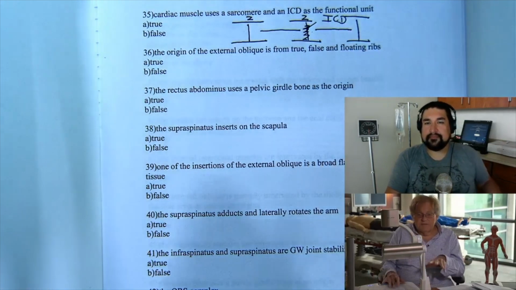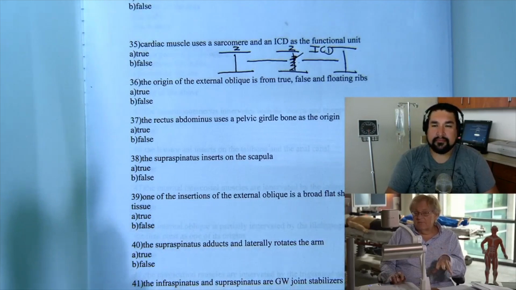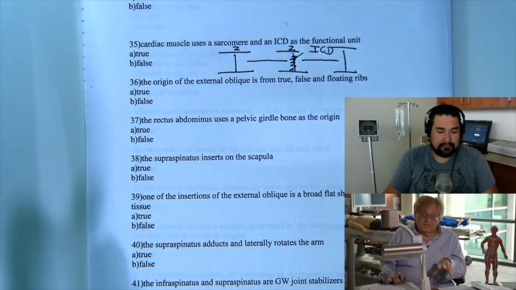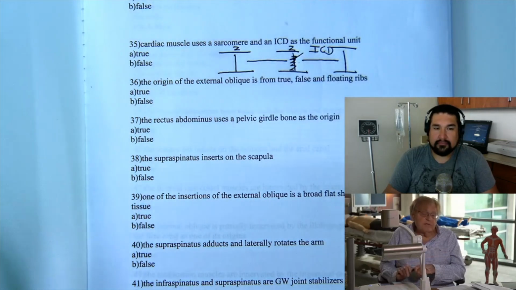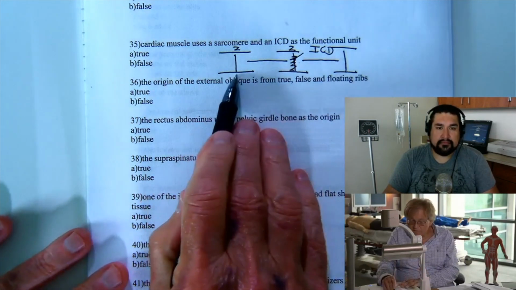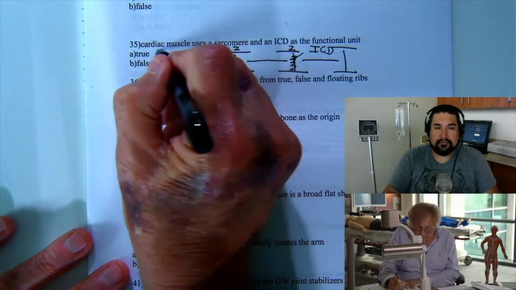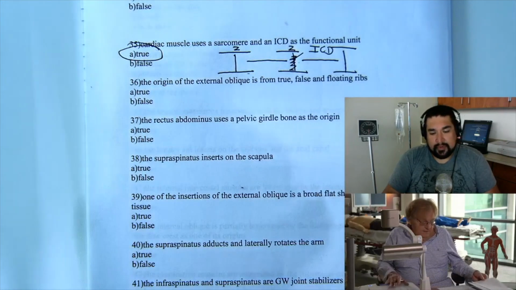You want to look up the definition, and of course the definition I gave to you in the lecture. Remember, the definition of an ICD is that it electrically couples adjacent cardiac muscle cells, fibers, myocytes. It's actually, I think, also on the 91 question review sheet. And therefore, cardiac muscle uses a sarcomere and an intercalated disc as a functional unit, and that's absolutely true. Anything else that we could take a look at here?